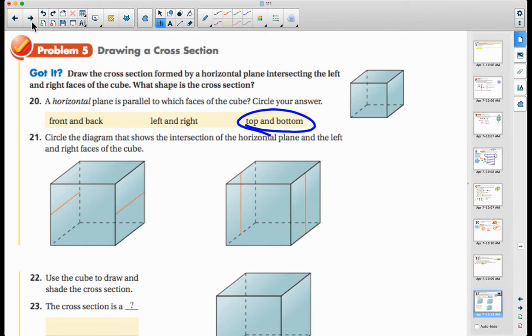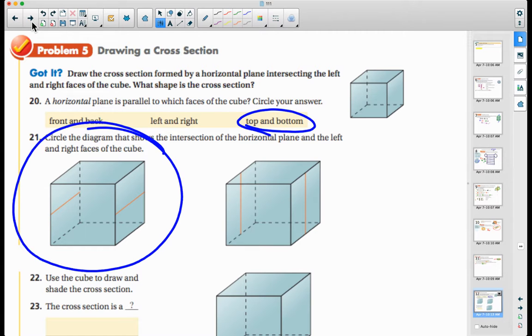Circle a drawing that shows the intersection of horizontal plane in the left and right faces of the cube. It's going to be this guy right here, right? Okay, so you can see these lines right there. That's where I'm going to get a cross-section drawn, right? So if I would take a samurai sword and cut right through there like that, okay, then I'm going to get that, and I pull these apart. So I pull this top part and pull this bottom apart. What is this shape going to look like? Well, it's going to be the same size as that and that, okay? So we use the cube to draw that shaded cross-section.